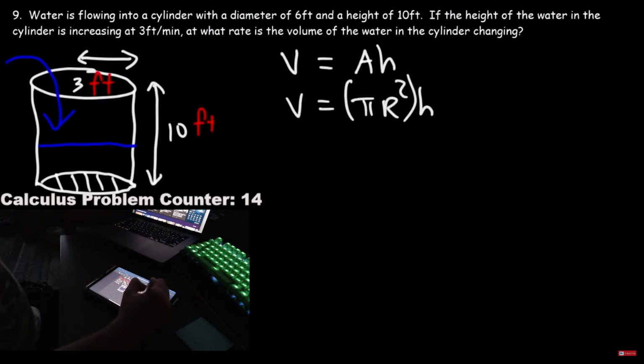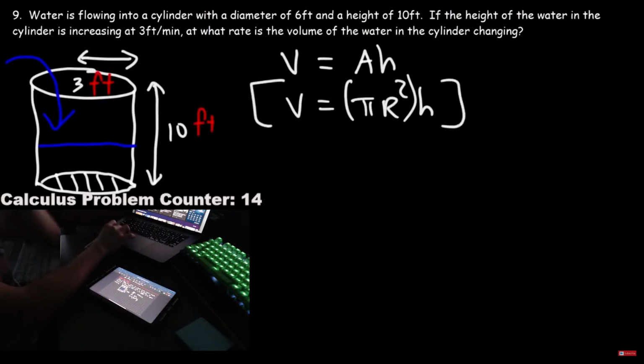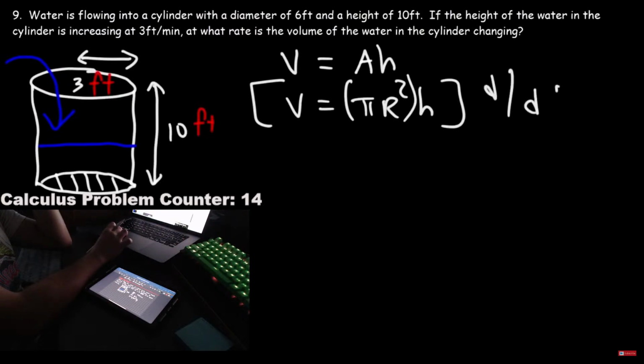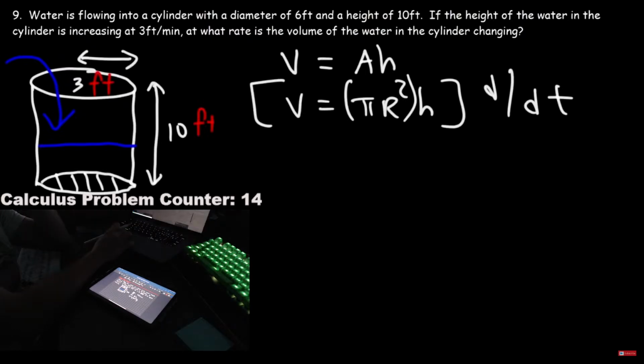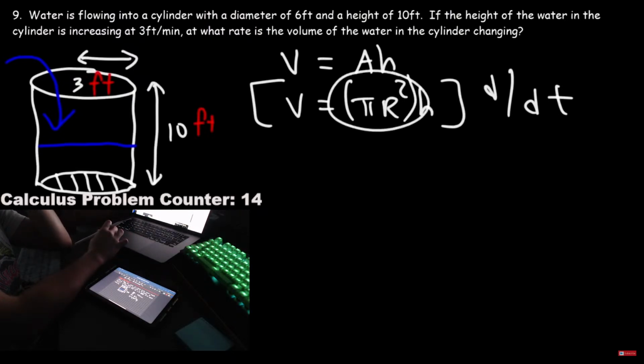Now this is important because when you're dealing with related rates, you're not differentiating with respect to x as you would using implicit differentiation. You're differentiating with respect to time. And the only thing you need to worry about are the variables, not the constants. Because if r was changing, when we differentiate it, we would have to use the product rule.